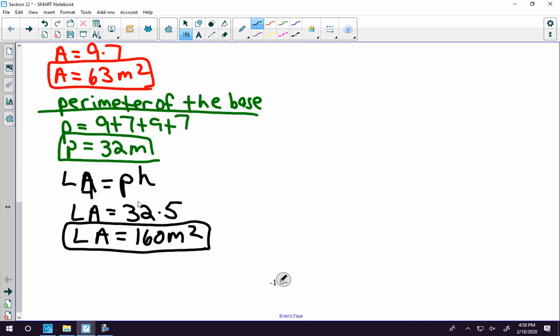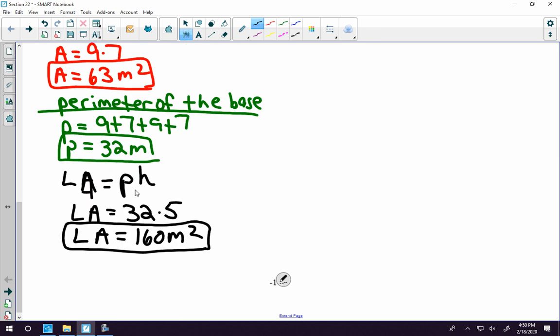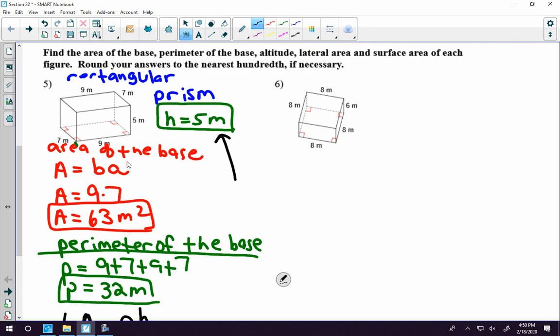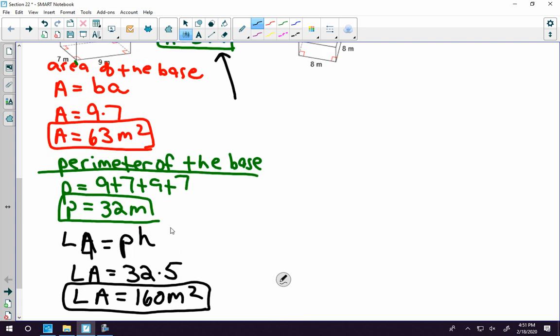So we can always quickly find the area around this 3D shape by taking the perimeter of the base, which was 32, multiplying by the height, or how tall this rectangular prism is, 5 meters, which gives us the area of the 4 rectangles around it, 160 square meters.